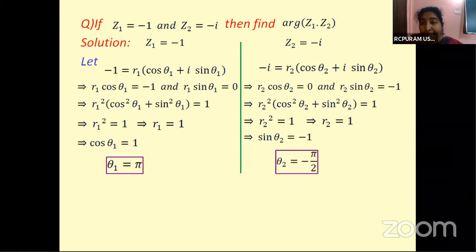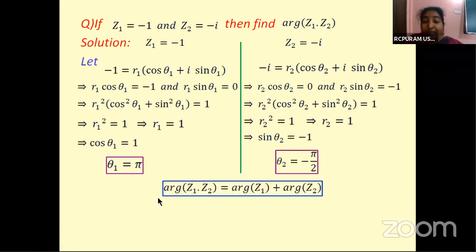Now, what do we need to calculate? We need to calculate argument of Z1 into Z2. We are taking the formula as argument of Z1 into Z2 equal to argument of Z1 plus argument of Z2. We have mentioned this in the previous slide, children. This is the principal amplitude we are calculating. So this is pi plus minus pi by 2, which is nothing but pi by 2. The same problem can be solved in another way also, and this will be a little shorter than what we have done here.